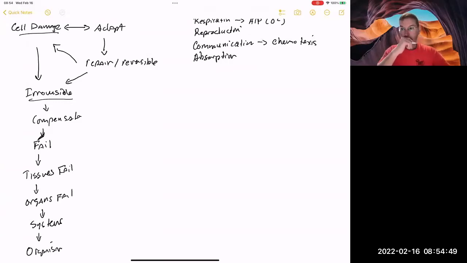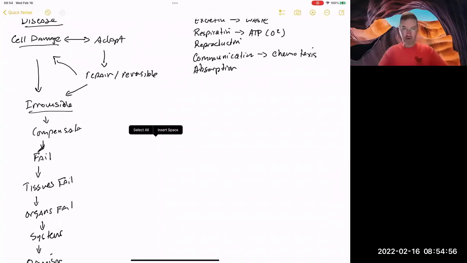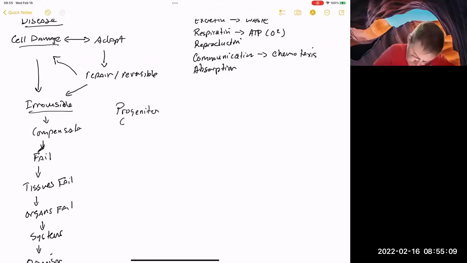So now what I want to do is talk just a little bit about how cells differentiate, because this will be important in hematology, which is the next thing I'm going to talk about. So essentially what you have are what are called progenitor cells. Does anyone know what a vernacular term for a progenitor cell is? Kind of a common term that people use.